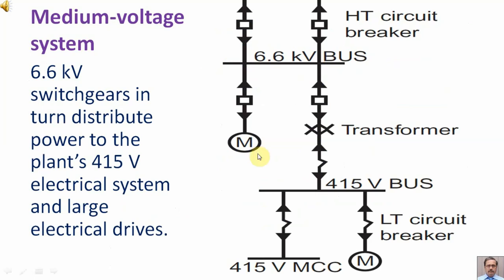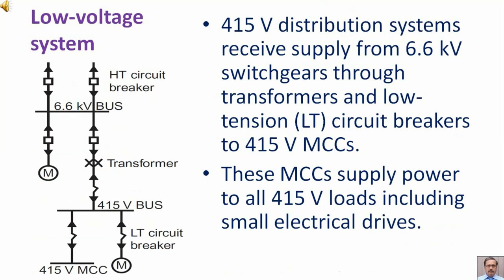Medium voltage system. 6.6 kV switchgear in turn distribute power to the plant's 415 volt electrical system and large electrical drives. 415 volt distribution system receives supply from 6.6 kilovolt switchgear through transformer and low tension circuit breakers to 415 volt MCCs. These MCCs supply power to all 415 volt loads, including small electrical drives.